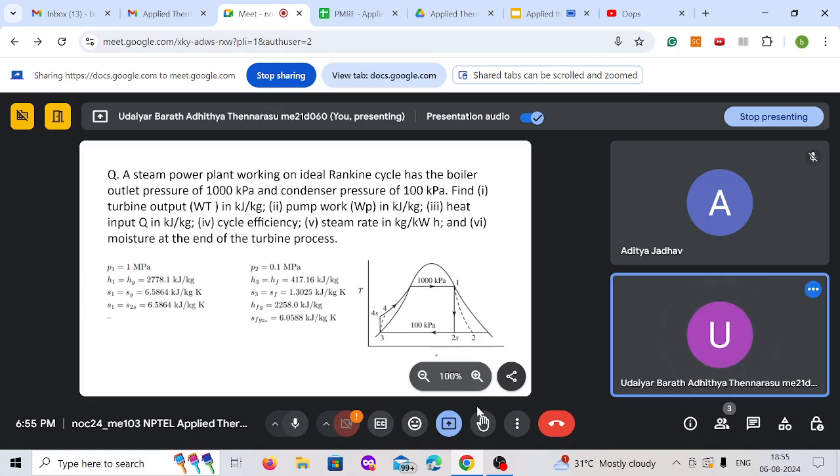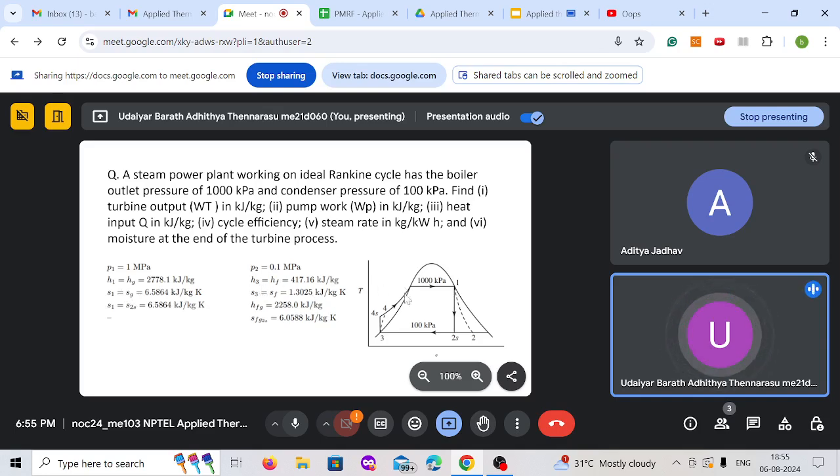So the first one is, from state 1, H1 is your saturated vapor enthalpy. So for 1 megapascal or 1000 kilopascal it is 2778.1 kilojoule per kg. This value you can get from the steam table. And similarly your entropy at state 1 is 6.5864 kilojoule per kg Kelvin.